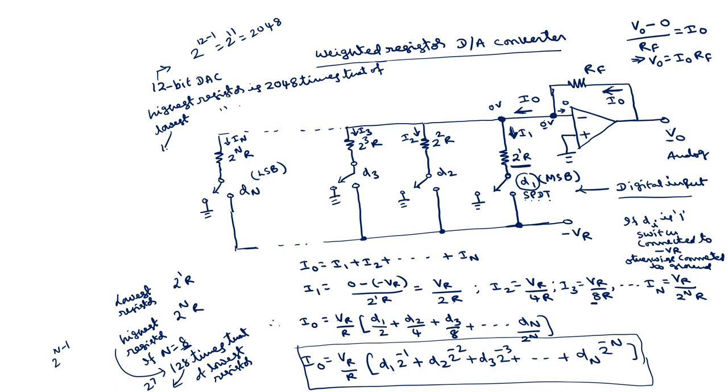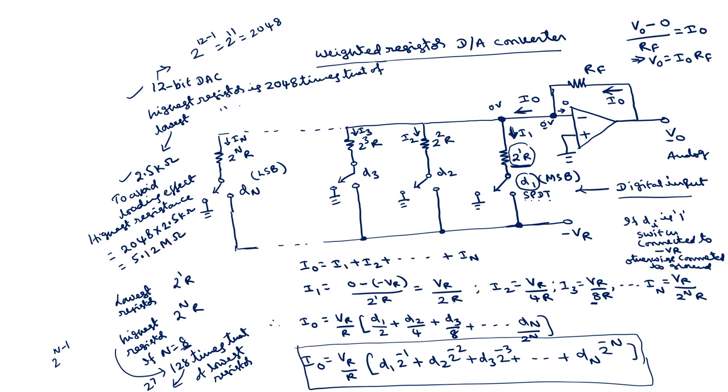So normally we will take the lowest resistor at least 2.5 kilo ohms, because otherwise it is going to load the operational amplifier. The input impedance becomes less, thereby it causes the loading effect. So normally you have to take at least 2.5 kilo ohms to avoid loading effect. If I take the lowest resistance as 2.5 kilo ohms for a 12 bit DAC, the highest resistance will be 2048 into 2.5 kilo ohms. This comes to around 5.12 mega ohms. This is a large resistor. It becomes difficult to fabricate in IC form. This is one of the drawbacks.